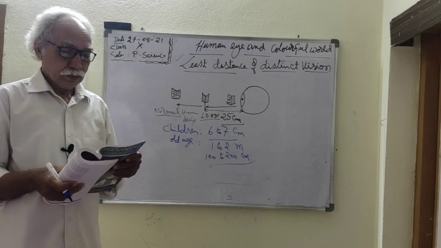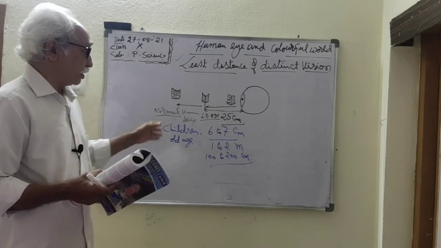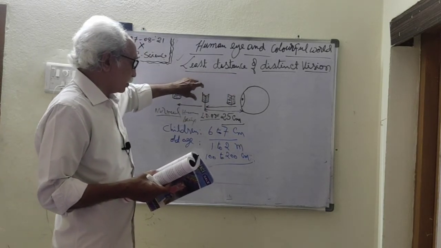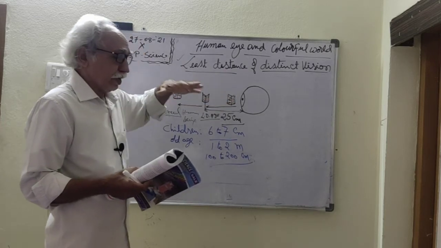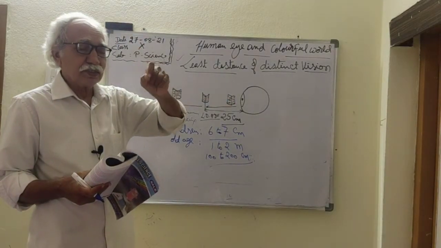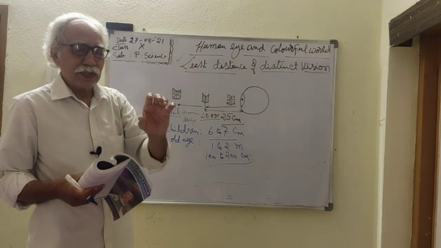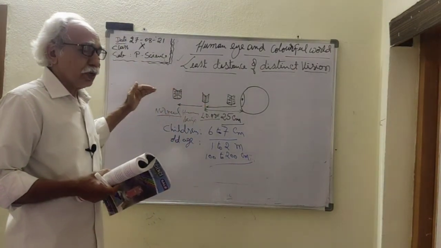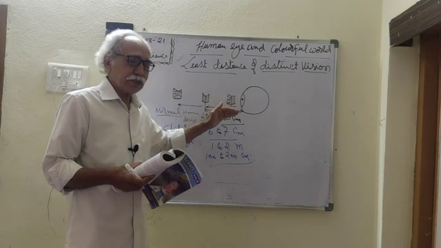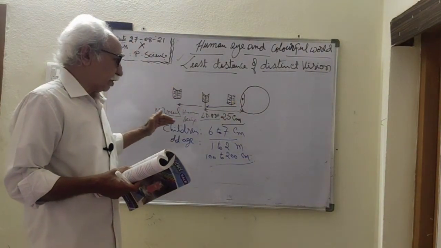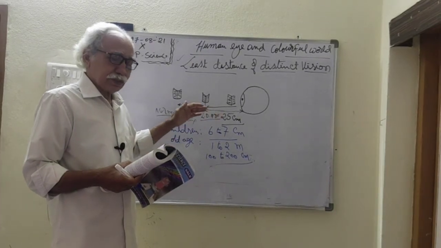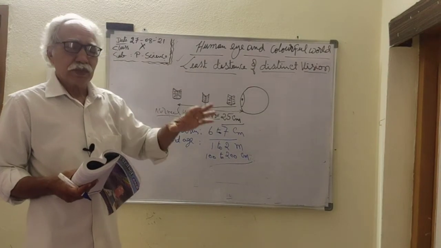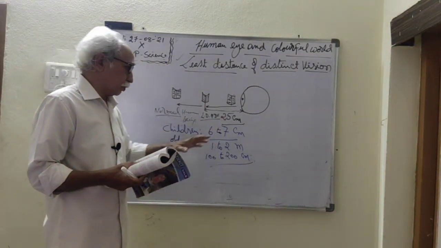Let us understand now what is meant by least distance of distinct vision: the minimum distance of the object from the eye where we are able to observe the letters in the booklet clearly and brightly. That distance is called least distance of distinct vision. For a normal human being, it is equal to 25 centimeters, and in case of children it is 6 to 7 centimeters, because in children the muscles are highly flexible, hence the adjustment is more, therefore they are able to see even at 6 centimeters from the eye.